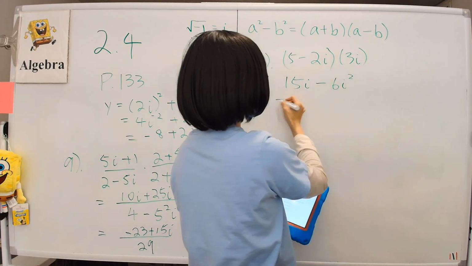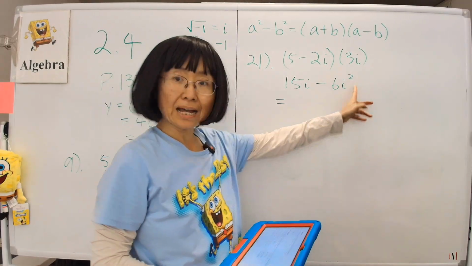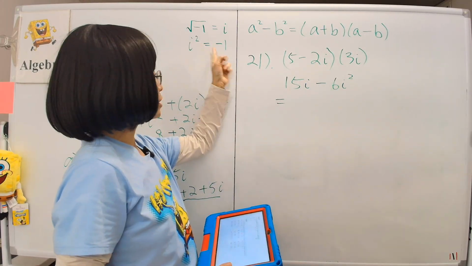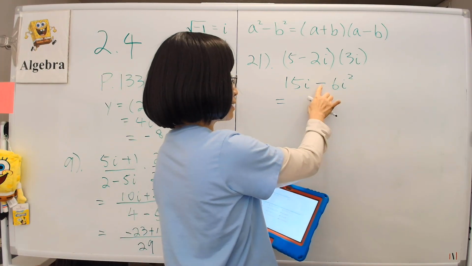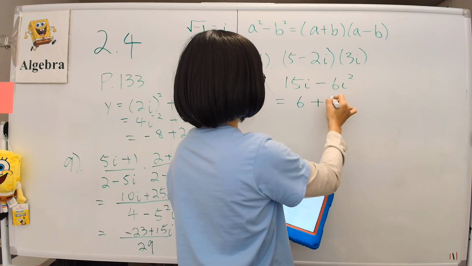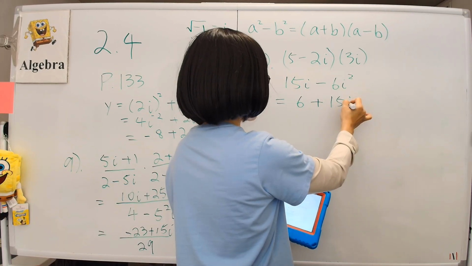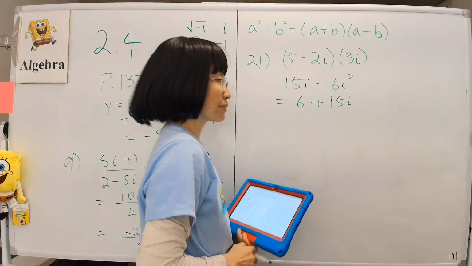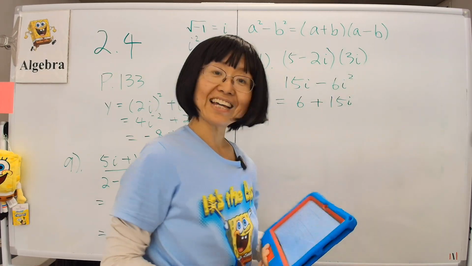Now this would normally be the answer, except that you notice there's an i squared, and as always, i squared equals -1. Therefore, this sign gets changed to positive 6, and we'll write it as 6 plus 15i, because the 15 is positive. So that should be the answer. Now let's check the answer, 21. Yep, 6 plus 15i, that is correct.